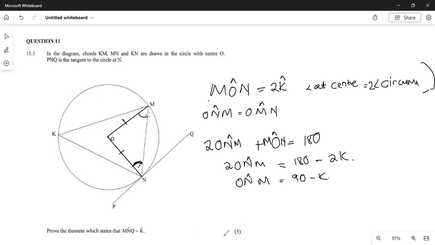Now, what we know is that this angle over here is going to be 90 degrees. Reason being is that this is a radius and it's tangent, so they are always going to be perpendicular to each other. So we can say that OMQ is going to be 90 degrees, and that's because the radius is perpendicular to our tangent.